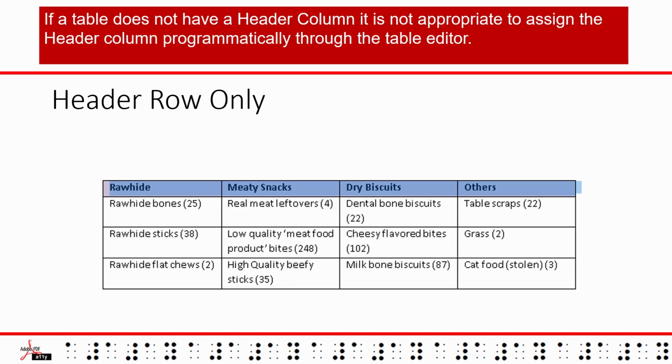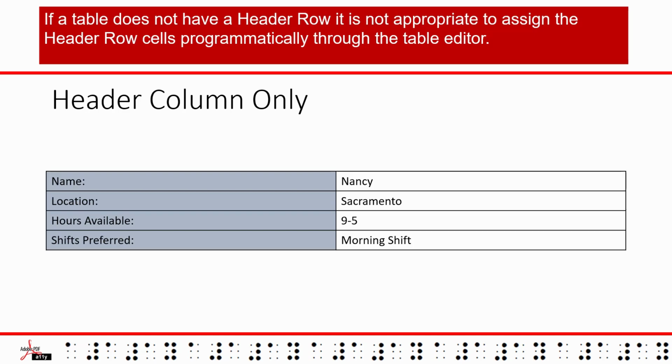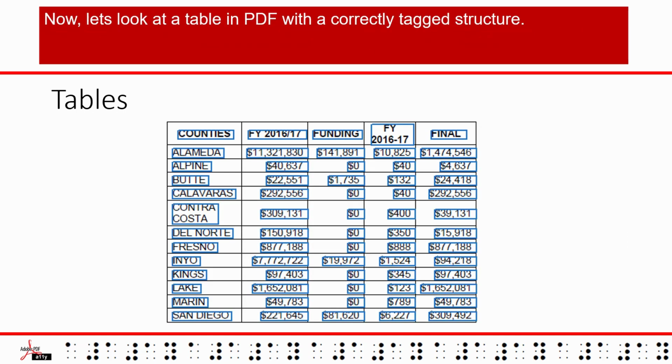If a table does not have a header column, it's not appropriate to assign the header column programmatically to the table editor. If a table does not have a header row, it is not appropriate to assign the header row cells programmatically through the table editor. Now let's look at a table in PDF with the correctly tagged structure.